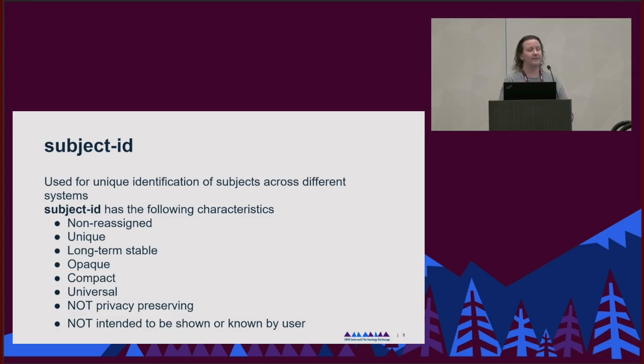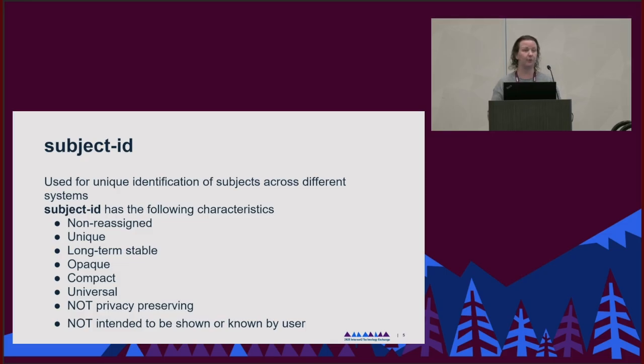So let's talk about the subject-id. What changing to these identifiers does is give us a chance to do a level set and get an identifier that works in our community and overcomes the problems of our legacy identifiers. The subject-id is used for unique identification of subjects across different systems. A subject-id should have the following characteristics. It should not be reassigned. It is non-reassignable, so you should never assign the same subject-id to a different person.